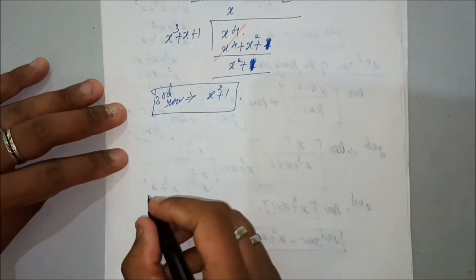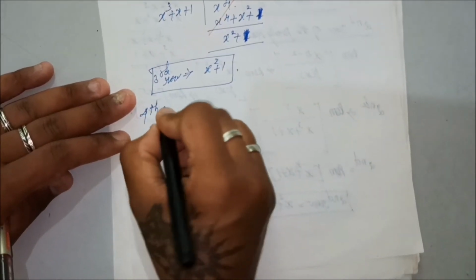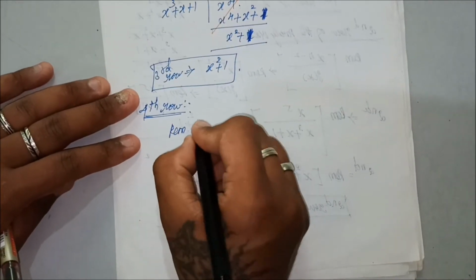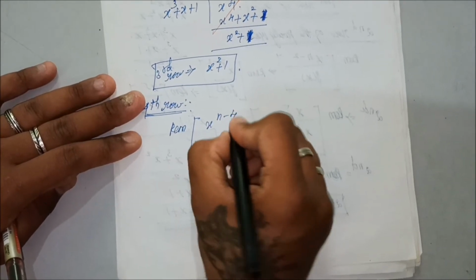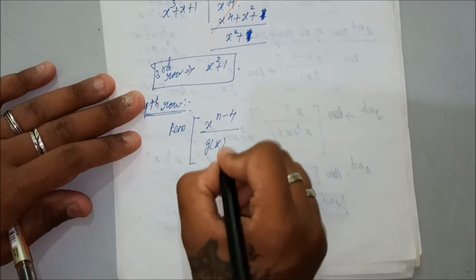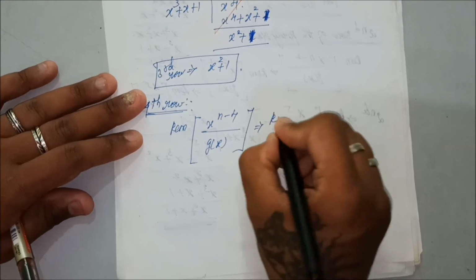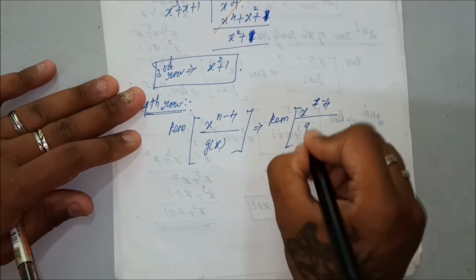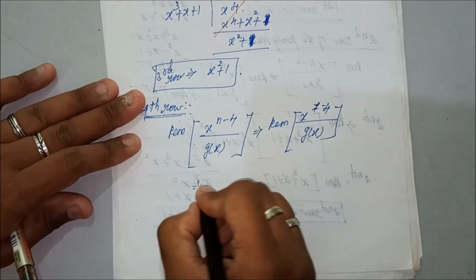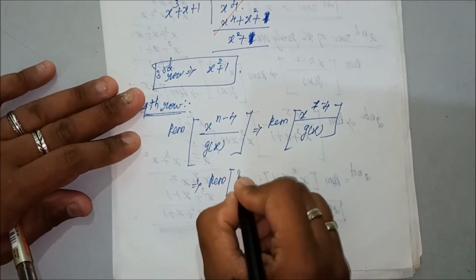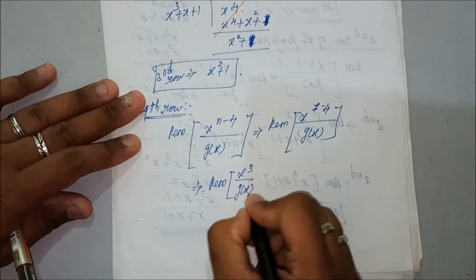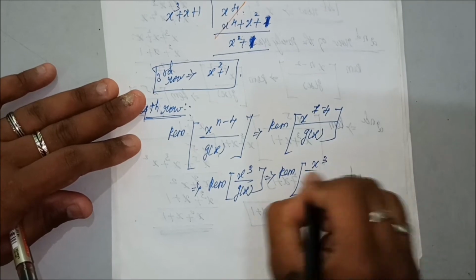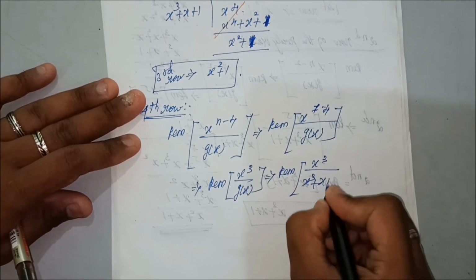Next step is to find the value for the fourth row. This is the final row. So this will be equal to the remainder of x power n minus 4 into g of x, which is the remainder of x power 7 minus 4 divided by g of x. This can be rewritten as the remainder of x power 3 divided by g of x, which is the remainder of x power 3 divided by x cube plus x plus 1.